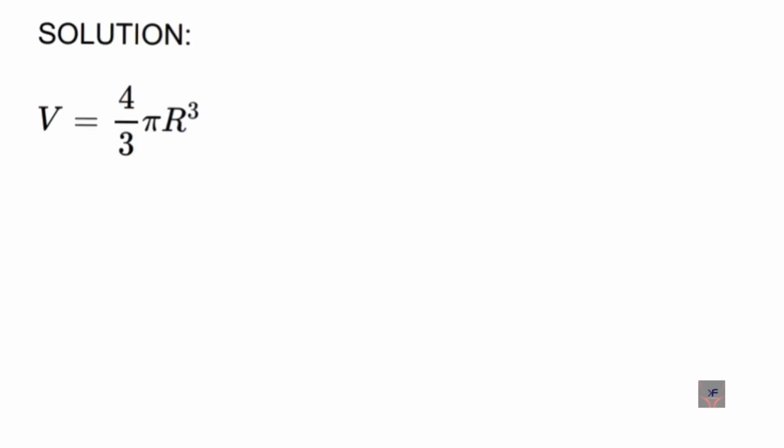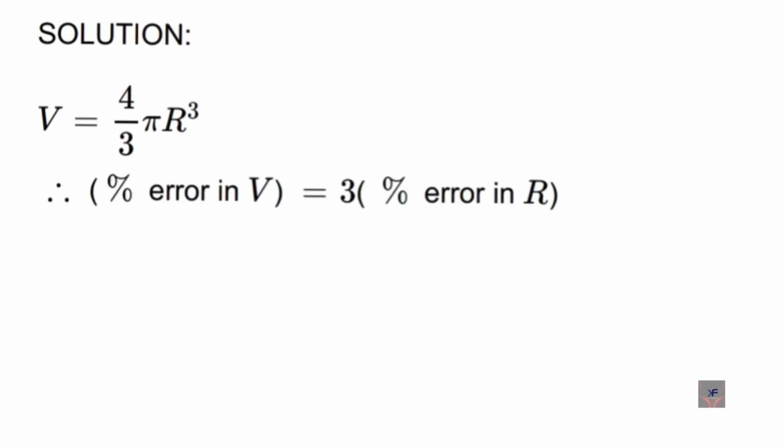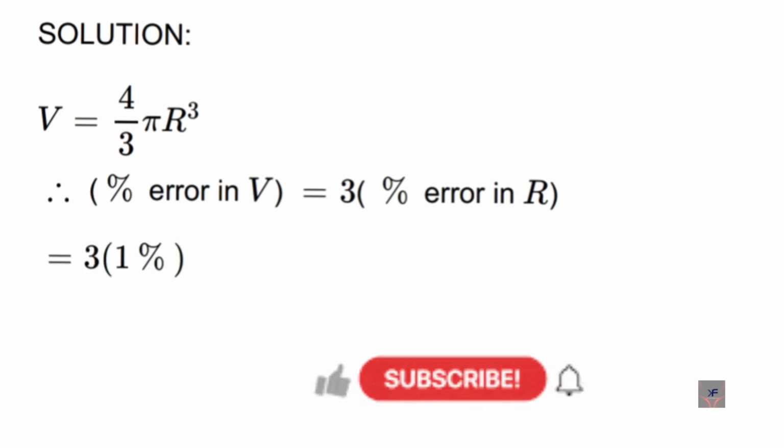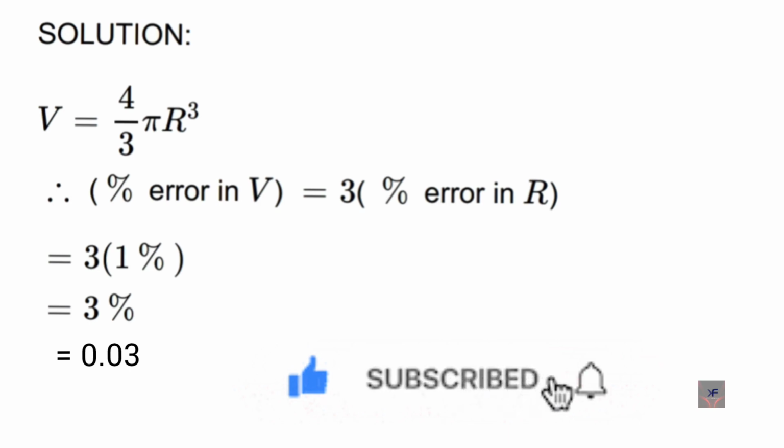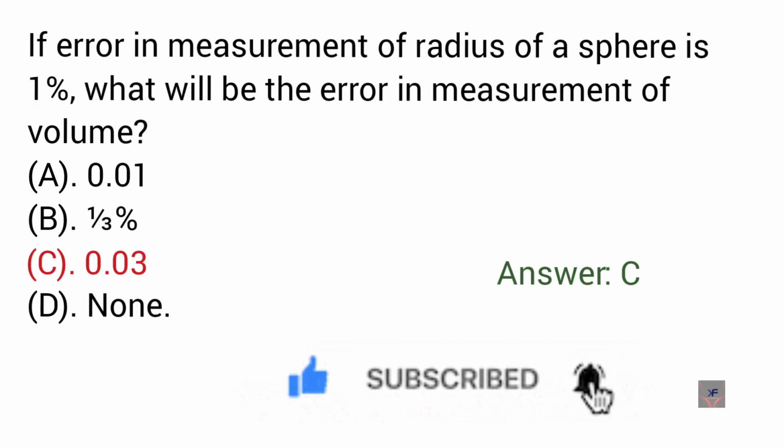The volume of the sphere V equals 4 divided by 3 pi r cubed. Therefore percent error in V equals 3 times percent error in r, equals 3 times 1%, which equals 3%, which equals 0.03. So the correct option is C.